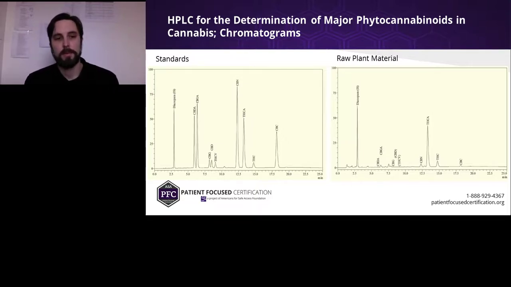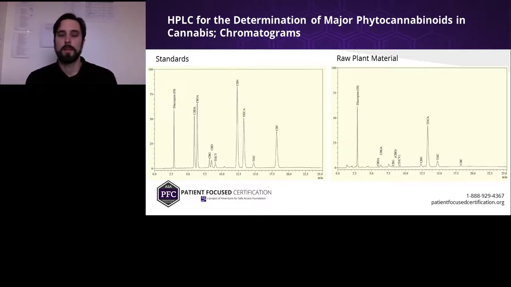Well, that has to do with your detector. These cannabinoids don't all respond the same way to the same length of UV light. So you might get different peaks and you have to account for that. And so when we look at the raw plant material, just because there's a really large peak of THC acid doesn't necessarily mean that it's the most abundant thing in there. It could actually be that there's more THC than THC acid.